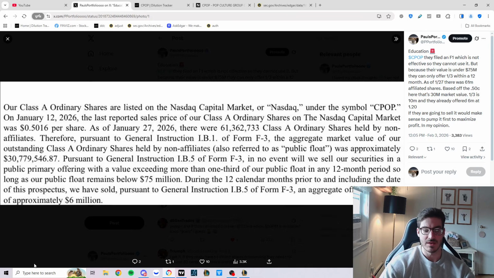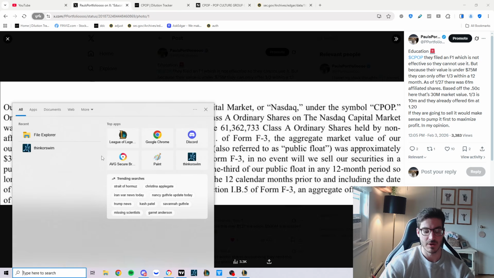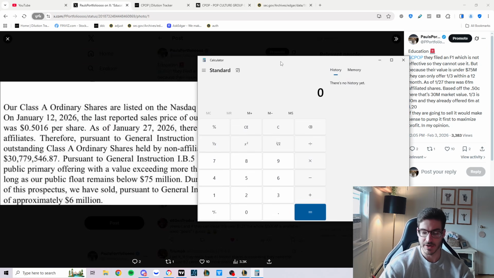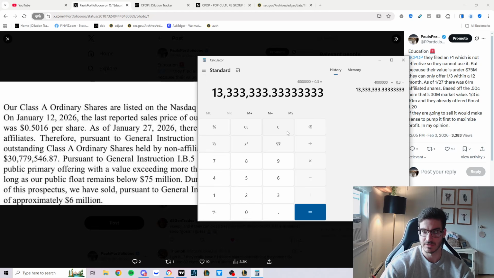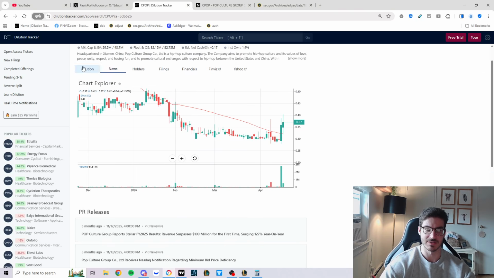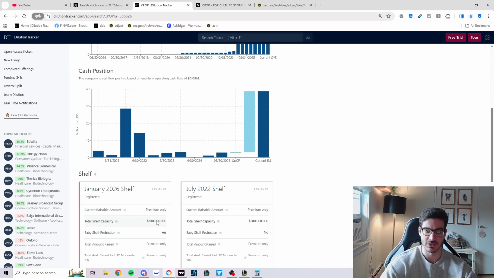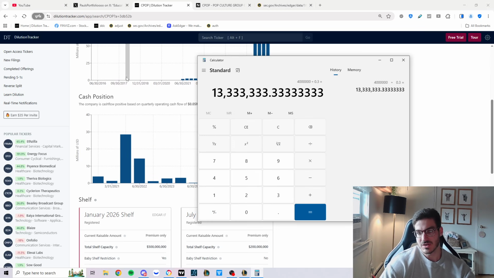So if we do some math, right? Let's say the price is 30 cents, and they want to sell $4 million worth of stock. So 4 million divided by 0.30 is 13 million shares. So that means right now the most amount of dilution that they could have is 13 million, because they're physically not allowed to sell more. So yeah, it looks bad because it's a 500 million share shelf, but 13 million shares is not that much.